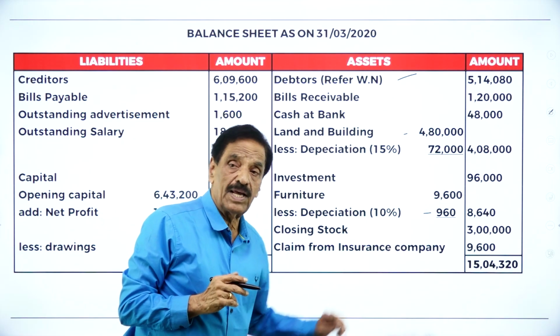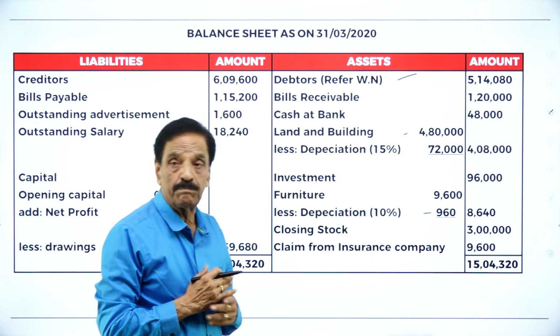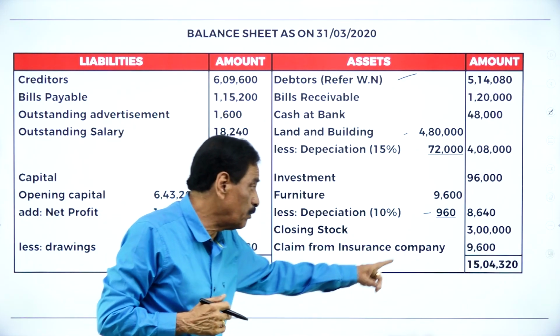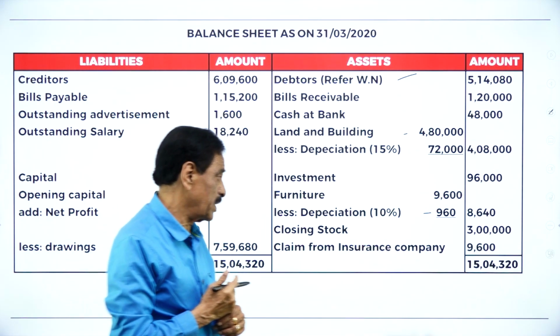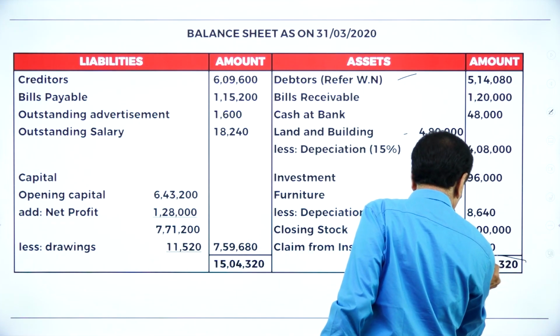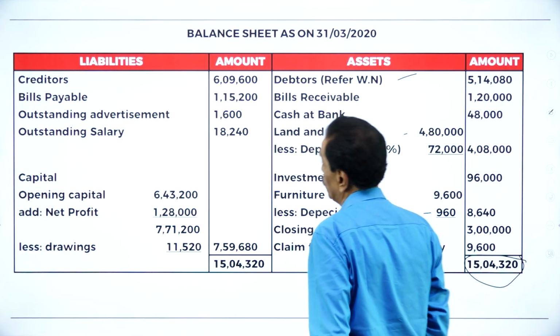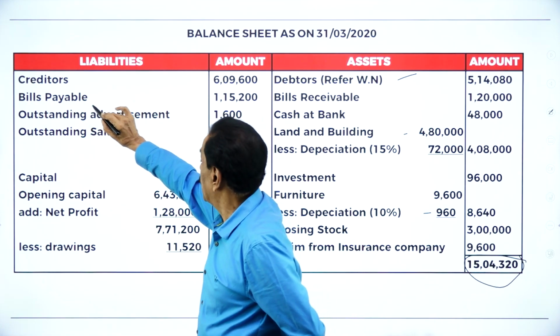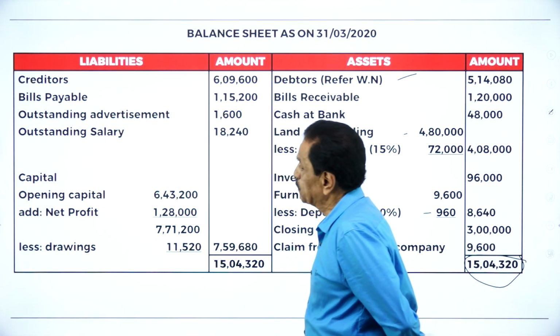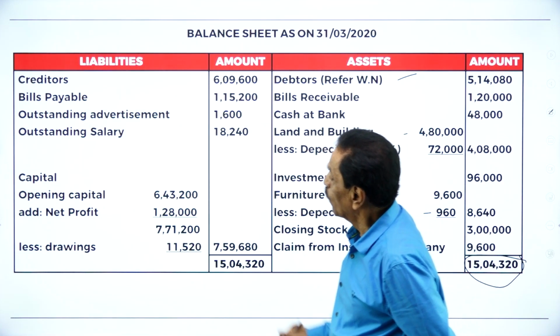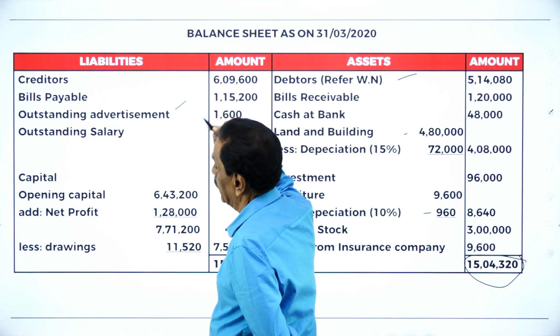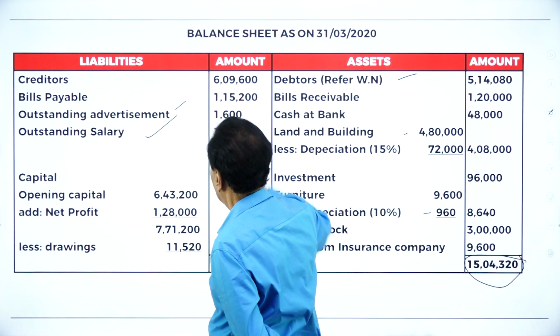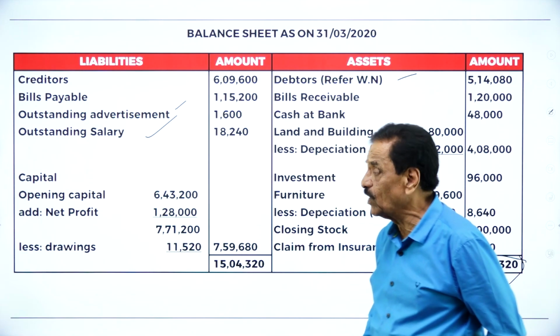Closing stock 3 lakh, due from insurance company. Out of 40,014, how much recover? 9,600. It goes to total 15 lakh 4,000. Come back here. Creditor is a liability. Bills payable 1 lakh 15. Outstanding dues means outstanding advertisement, outstanding salary for 2 months 18,240.